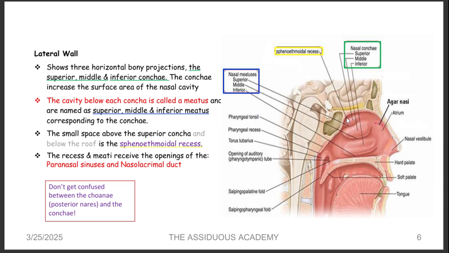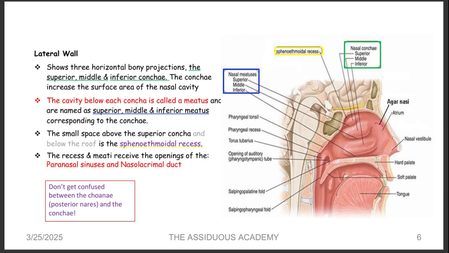But again, on top of the superior nasal concha, we have got another small opening or meatus, which we call the sphenoethmoidal recess. So that's a small space above the superior concha and below the roof. That's a sphenoethmoidal recess. It's very important for you to take note of that. So this recess and the meatus, which we call meati if they are a lot, will receive openings of paranasal sinuses and the nasolacrimal duct. Make sure that you take note of that.